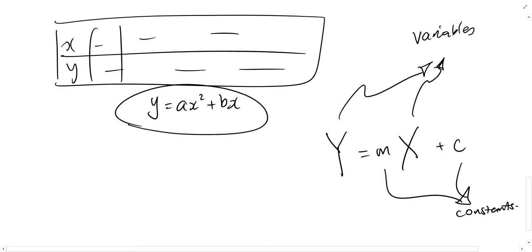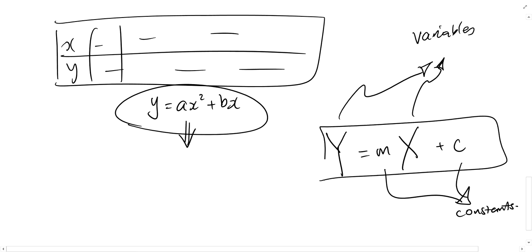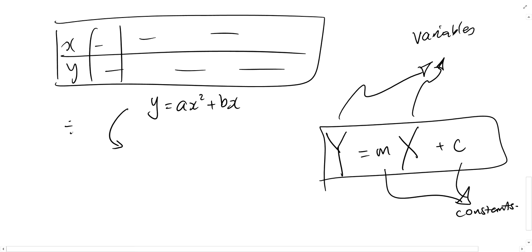And you all know what variables and constants are. So to convert this into linear form, I need to make variable equals constant times variable plus constant. One of the things we can do, and have done, is to divide throughout by x. When I divide throughout by x, I get y over x equals ax plus b. This is a variable.